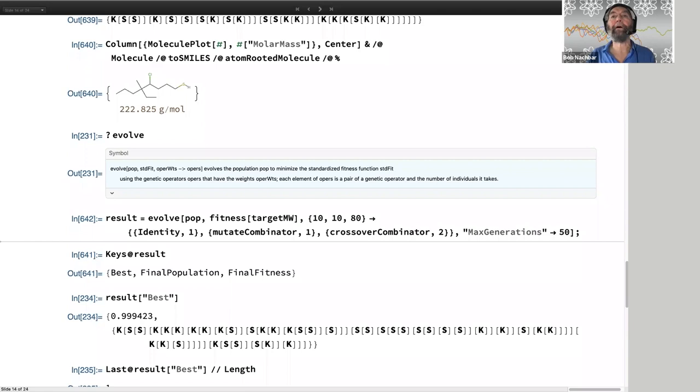No, hydrogen bonds are not directly handled with atom-rooted molecules. And that's mostly because they probably could be handled. You could specify them. They wouldn't have any valence to count against the hydrogens. So they could be incorporated. We've just never gotten around to doing that.